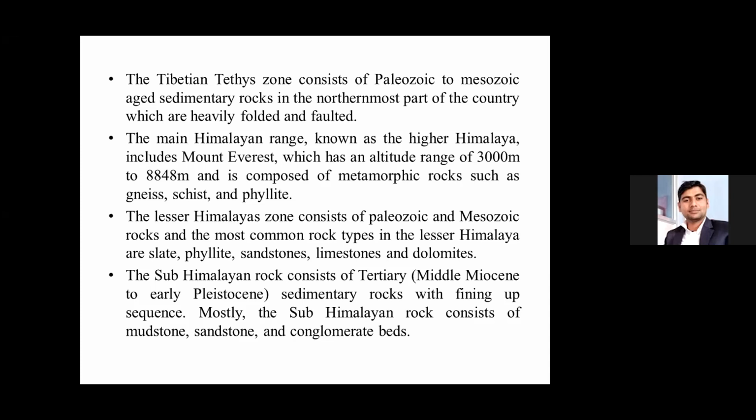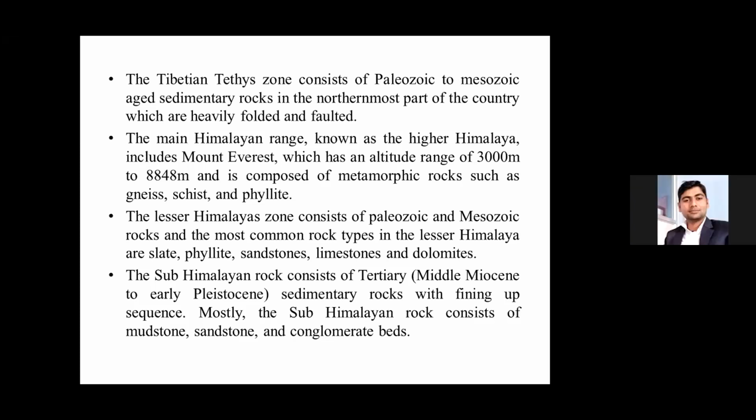And the main Himalayan range, especially called higher Himalayan zone, which includes Mount Everest also, that are above 3,000 meter to 8,848 meter, is composed of metamorphic rocks. There are little bit resistant rocks, which consist of gneiss, schist, and phylitic type of rock.